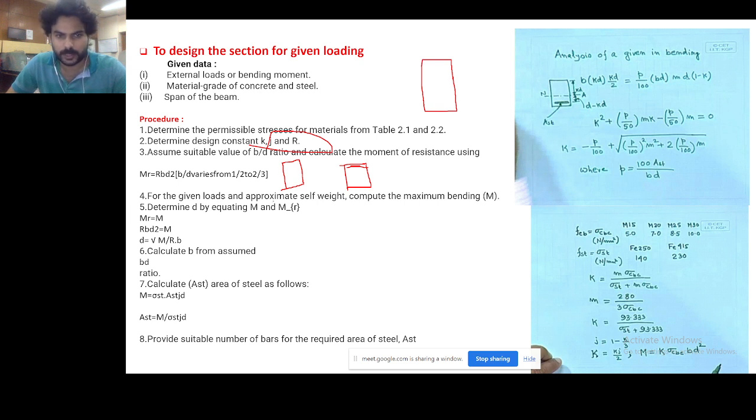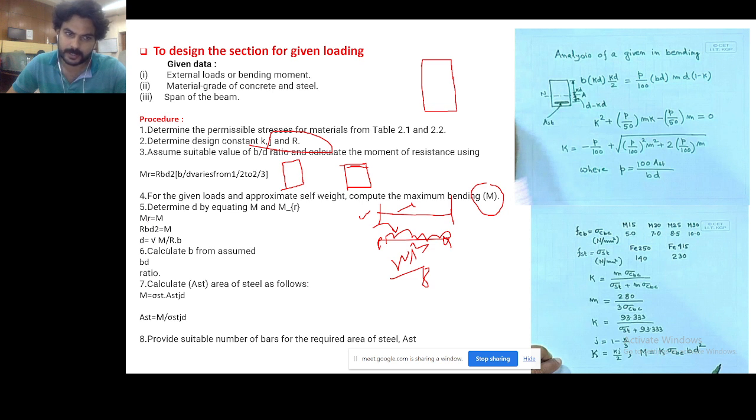So for the given loads and approximate self-weight, compute the maximum bending moment. That we will do, as I said, for simply supported we will calculate as W L square by 8. In all these problems they will give all the details, like what is the unit load they are giving, what is the length of the section, and everything we have to calculate. Then we are getting the bending moment, and the bending moment should be equal to the moment of resistance, and we will calculate.